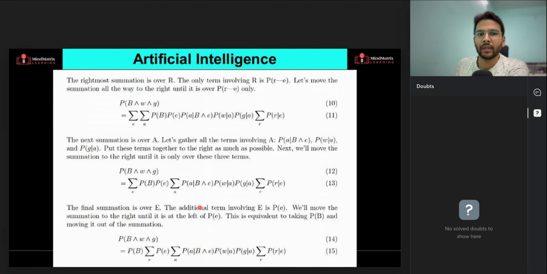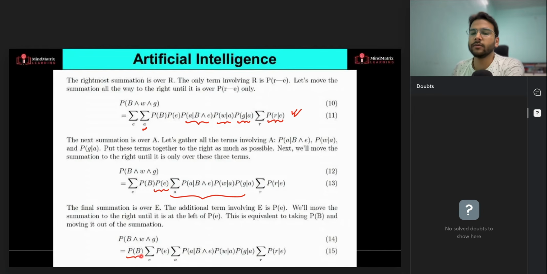So can I say, I can write first this one like this, summation over R, and I know that R is just present in this probability of R given E. So I can take this here. Similarly, summation over A, where do we have A here? We have A here, we have A here, we have A here. So I can write like this. And what about E, summation over E? So we have just this value. So even probability of B, I can write outside. Correct? Now, if I ask you the same question, is this clear how we are rearranging them?